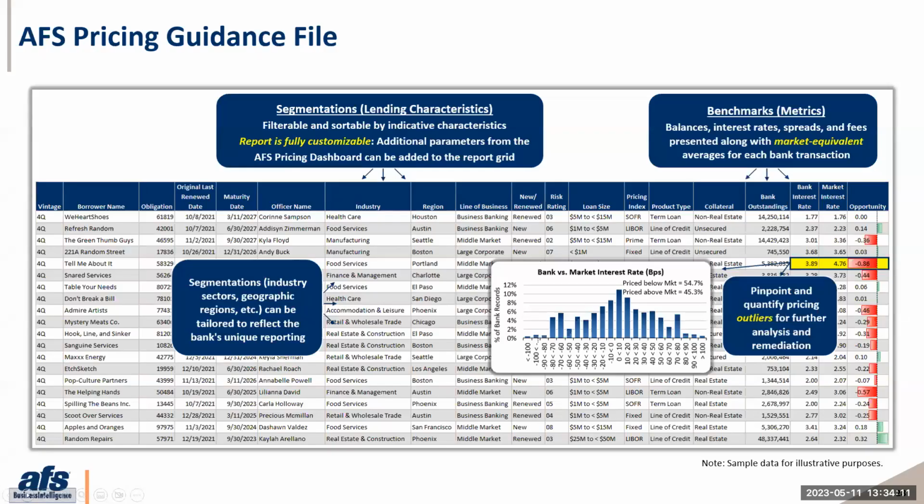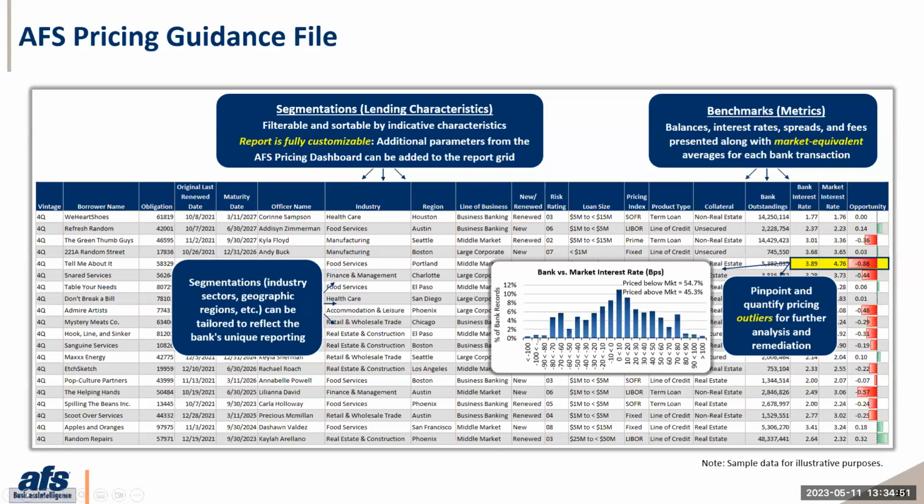Now I'll turn it back to Jeremy, who will show you an example of how we deliver data to clients via the AFS pricing guidance file. Jeremy? Thank you, Rob. So we just want to take a moment to show you an example, as Rob said, of how we deliver data and information directly to clients participating in our pricing service. What you see pictured here is a flat file delivery that we call the AFS pricing guidance file, which lists all of the new renewed transactions for the bank down the rows and the indicative characteristics and measure of pricing across the columns. So you can quickly filter for all the loans in a particular line of business or industry.